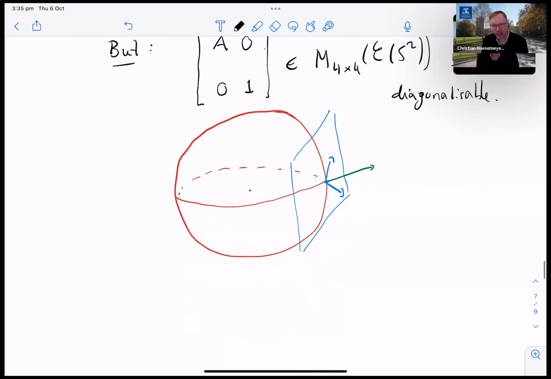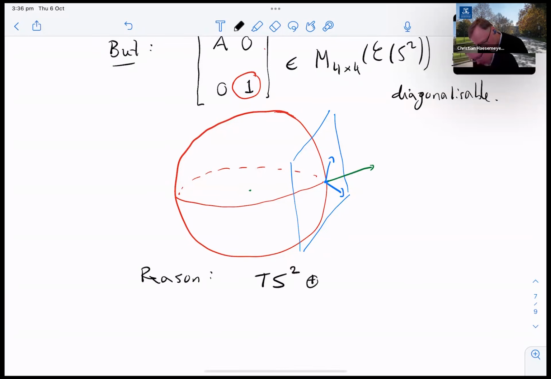And the reason can be found in this picture. The 2-sphere is embedded into 3-dimensional space, and the normal bundle is trivial because you can just always point outwards. So this additional 1 here is the normal bundle of this embedding. So if I take the sum of the tangent bundle of S2 and the normal bundle of S2, maybe I should call it nu, because I'll use n for something different later.